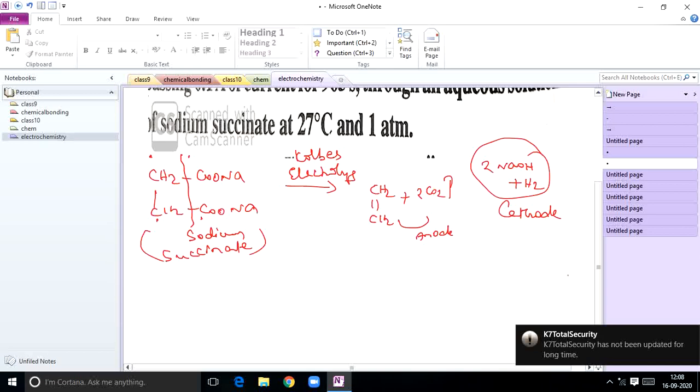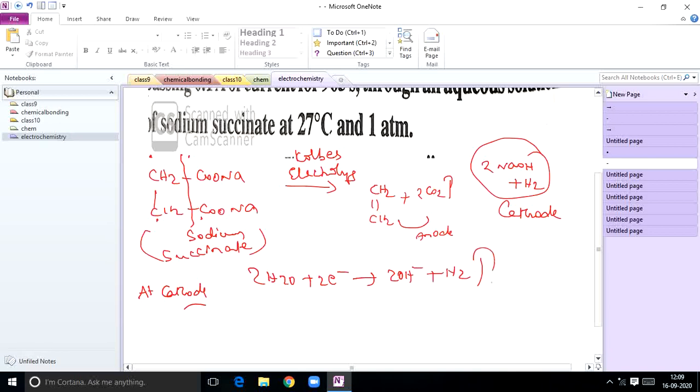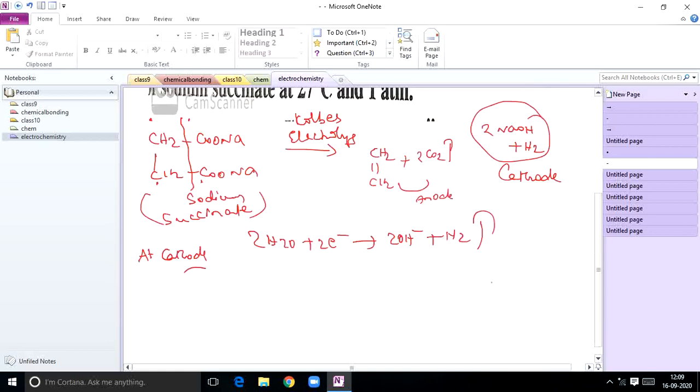If you write the mechanism, the free radical mechanism, you will get 2 electrons transferred. So at cathode, what reaction will take place here? 2H2O plus 2 electrons gives rise to 2OH minus plus hydrogen gas, which is liberated at cathode. That is the mechanism for Kolbe's electrolysis that you already know. So this is interrelated with organic chemistry.